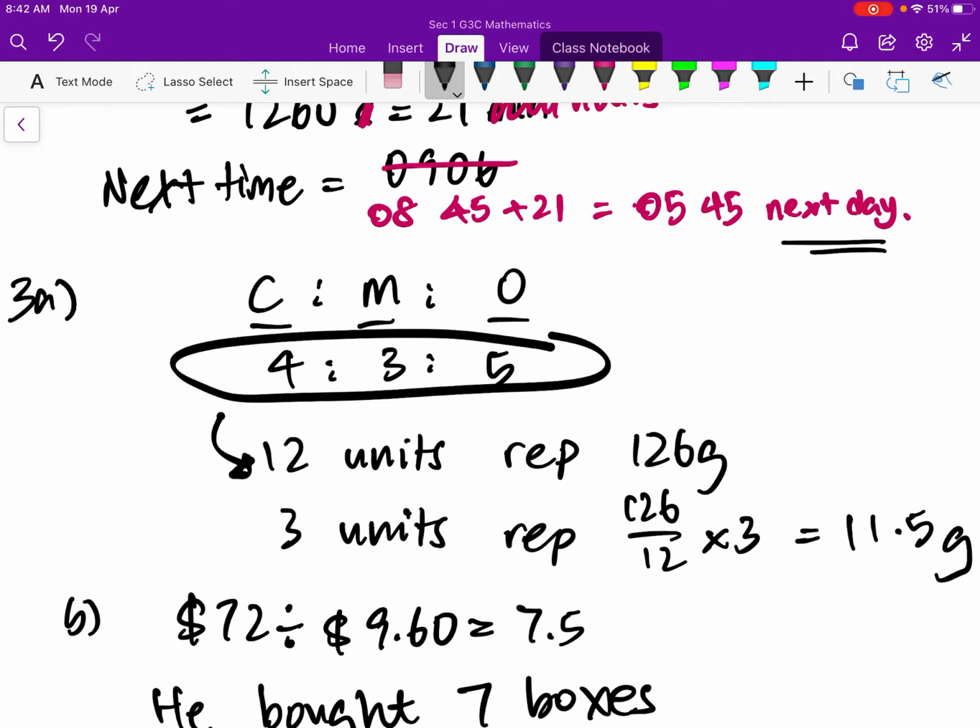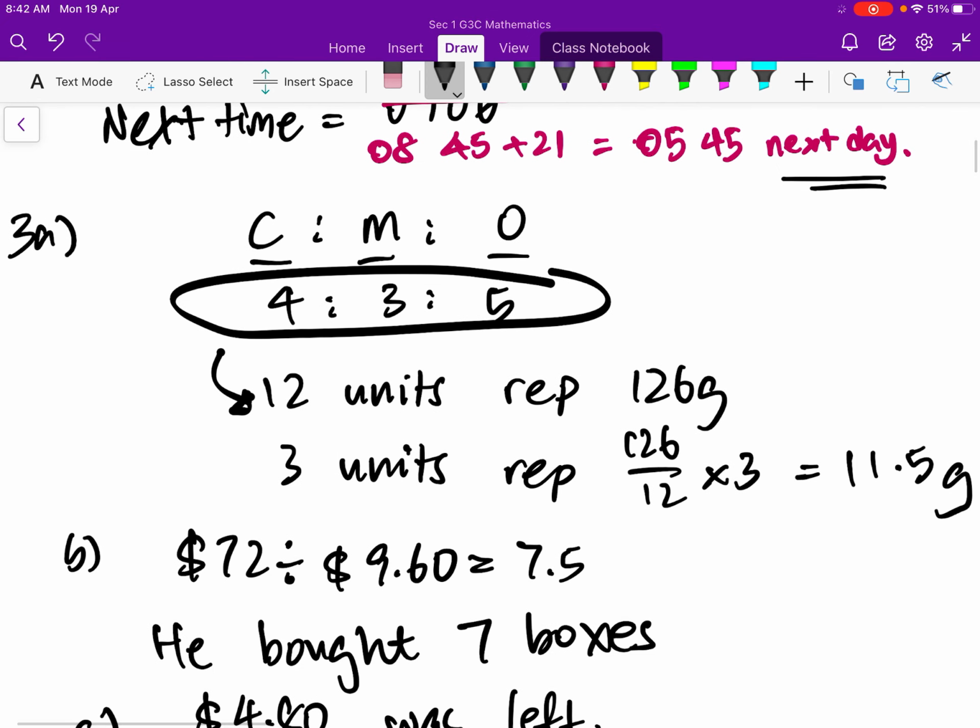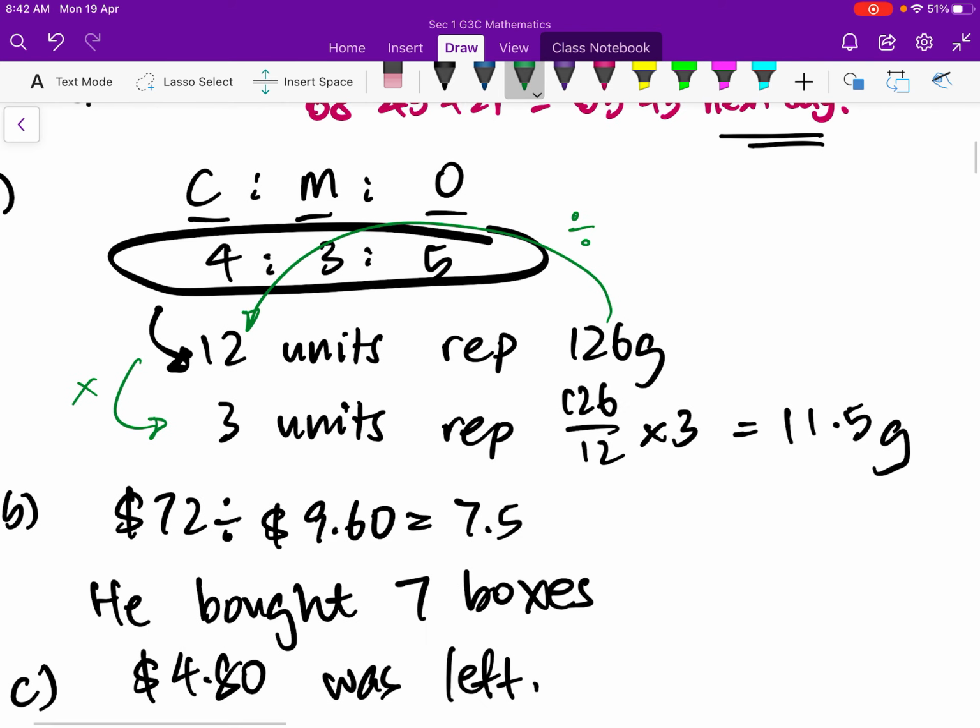So M, 3 units only, will represent your division. Then do your multiplication. 126 over 12 times 3, 11.5 grams. Then put on a statement. Okay, I didn't write it. Mass of milk. Yes. You mean I pressed wrong? Oh yes, 31.5. 31.5. Good job.